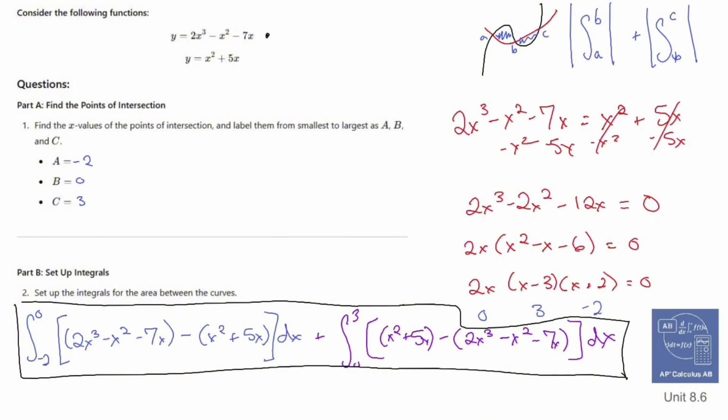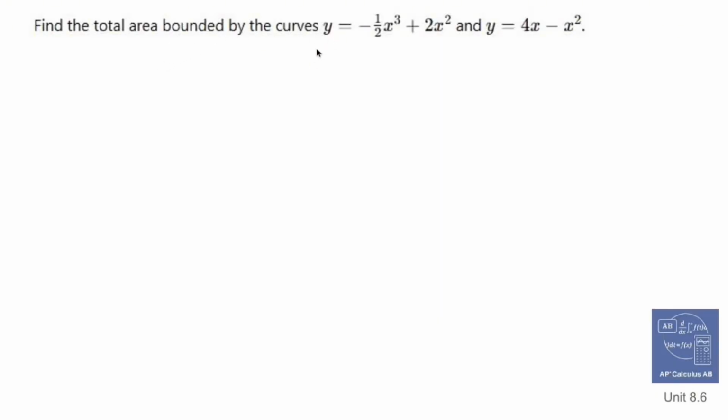Hope this helps. Find the total area bounded by the curves y equals negative 1/2 x cubed plus 2x squared and y equals 4x minus x squared. What we're looking at is a negative cubic, so it's going to look something like this. And what we're also looking at here is an upside down parabola. It's going to look something like this.